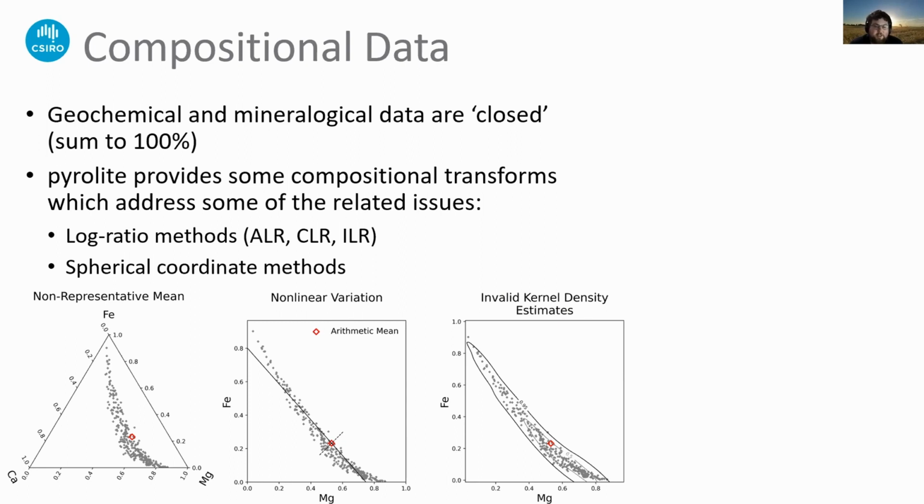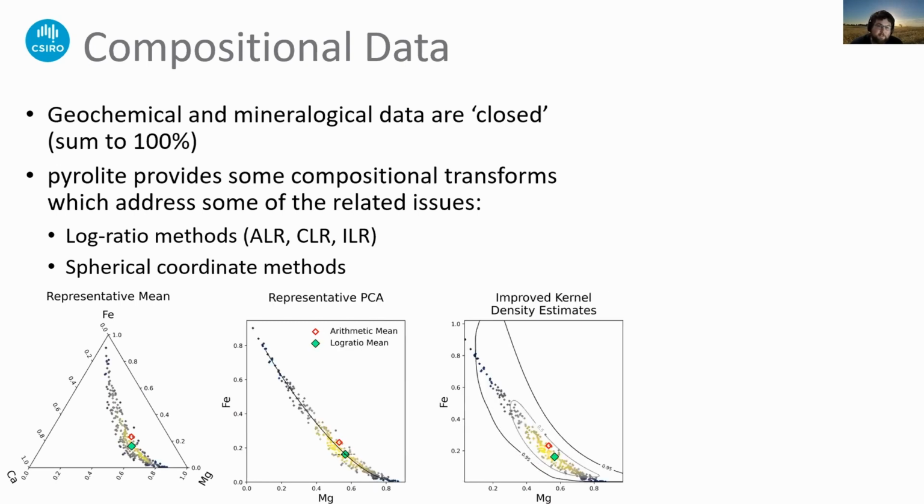And when we look at some of the issues with the naive analysis of compositional data, like biased means, difficulties dealing with nonlinearity related to spurious correlation, and things like just dealing with strictly non-negative values, we can see that log and log ratio methods immediately give us better results. So we get more representative means. We can easily capture that nonlinear variation and look at meaningful trends and principal components. And we can start to deal with some of these issues at low abundances for things like kernel density estimates.